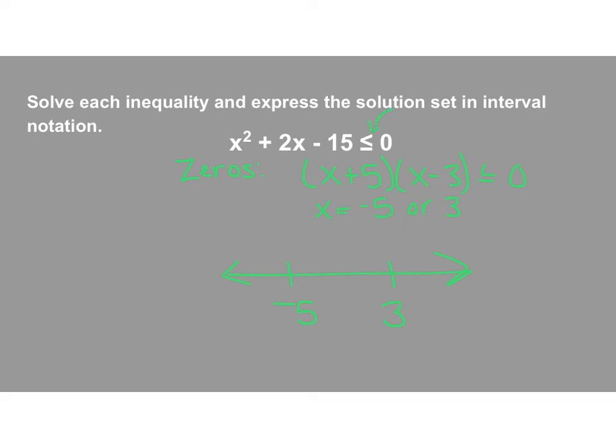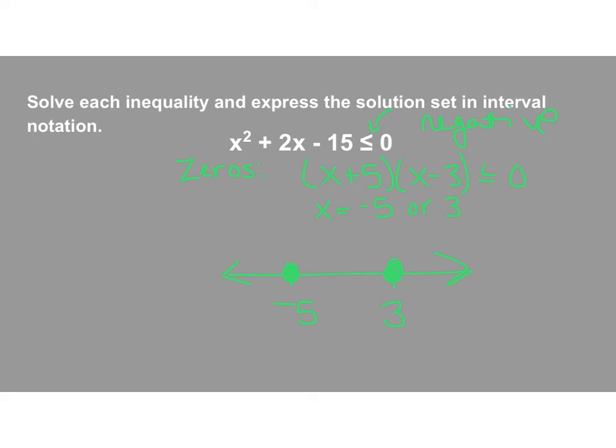And this time again, I'm interested in where it is equal to. So closed circles for my zeros this time. They're going to be part of my solution set. And it's saying, where is it less than or equal to 0? So I'm really interested in, where is this negative? So one way to do this, again, is to pick values.